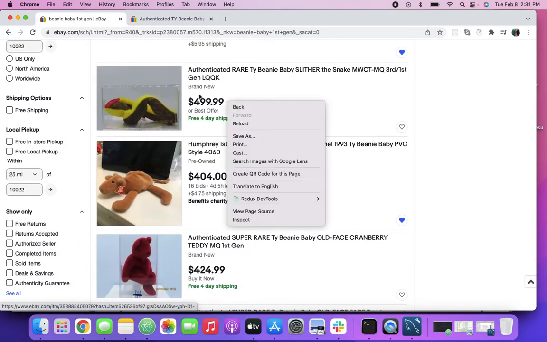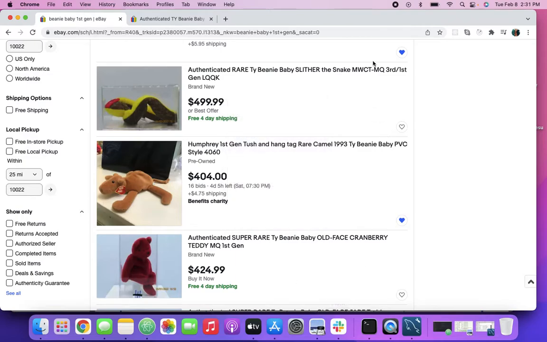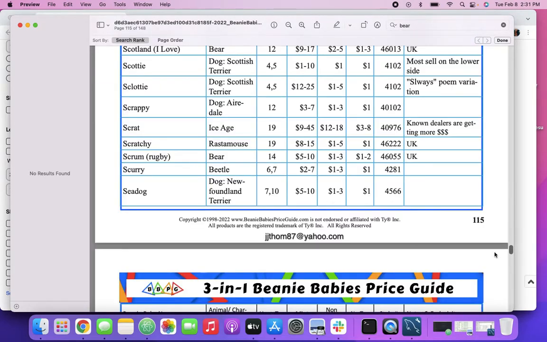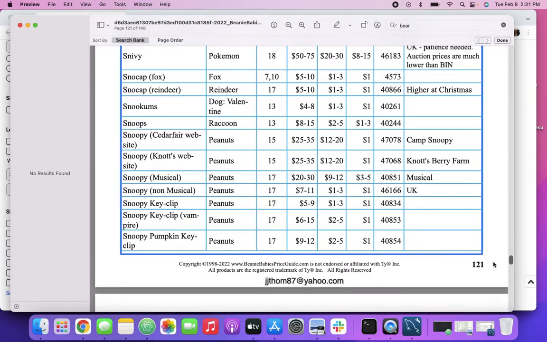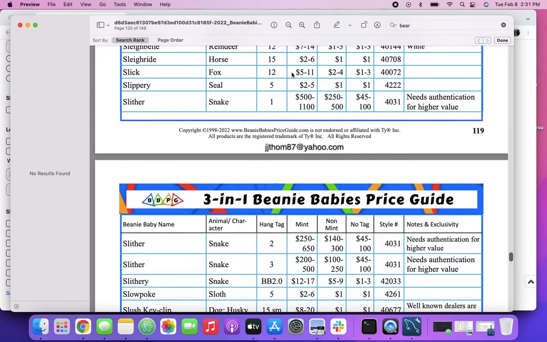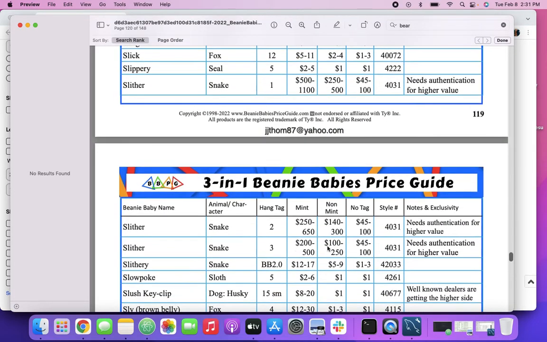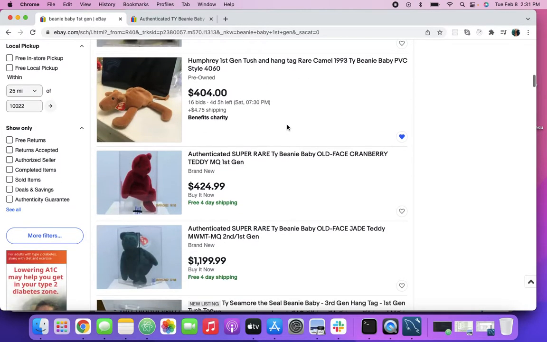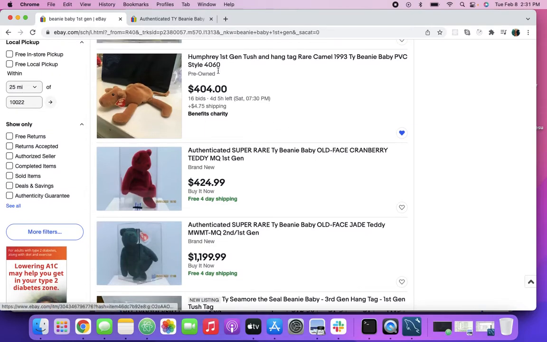Right, this is a third gen Slither. Right, not mint with crease tags, not museum quality. That's what that means. Let's take a quick look. Third gen, 100 to 250, so not six, not 500, but this is a little bit over, but not crazy over.